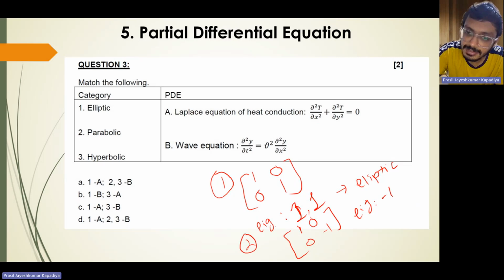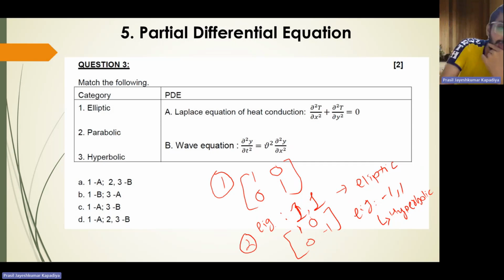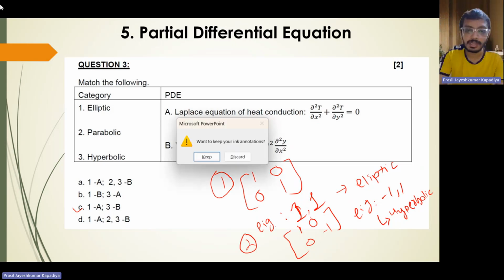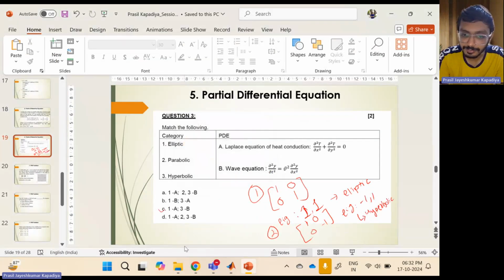And when there is a combination of positive and negative, then it is called a hyperbolic PDE. There is one more kind, that is parabolic. For parabolic, at least one eigenvalue should be 0. So here my correct answer will be answer C: A is elliptic and B is hyperbolic. So these kinds of questions can be there in your examination.